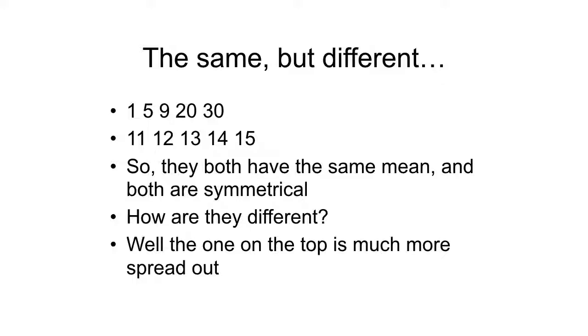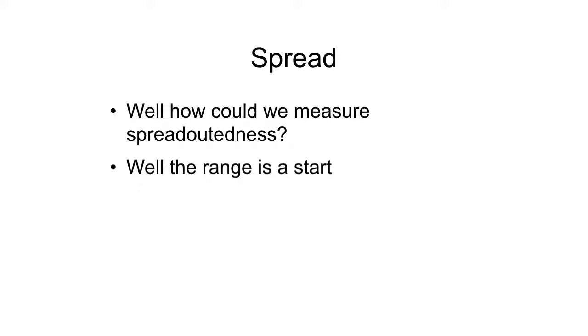So, well, let's think about spread then. How could we measure spread, or outness, of a distribution? Well, there's a lot of ways we could do it. The easiest thing is the range, and that's a very crude measure, but it does give us something for those two batches of numbers. But it's really only a start.